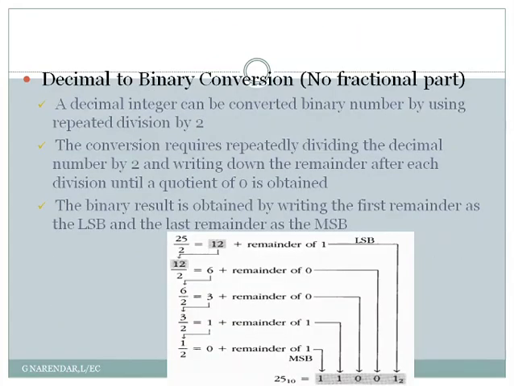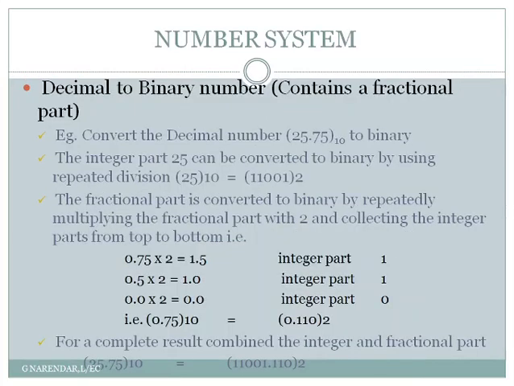And for decimal to binary conversion, if the decimal contains only an integer part, you apply the repeated division method, and if the decimal number also contains a fractional part, the integer part and fractional part are to be separated. Integer conversion can be done by repeated division, and fractional conversion can be done by repeated multiplication by 2. So this is the conversion from binary to decimal and decimal to binary.